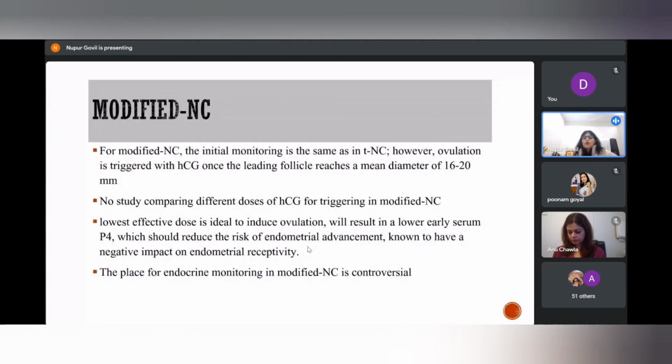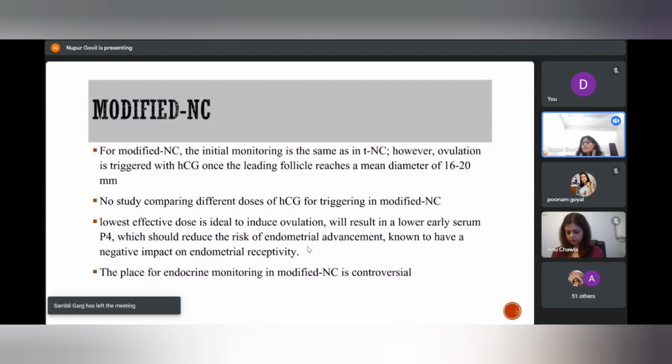Modified natural cycle is used to avoid cancellations and to correctly predict or plan our cycles or embryo transfer. We can pair it with an hCG trigger, and the evidence says the lowest effective dose should be used, as it will result in lower early serum progesterone, which should reduce the risk of endometrial advancement, known to have a negative impact on endometrial receptivity. So when we are using hCG for trigger, the lowest dose should be used, because the additional progesterone that is released can actually increase the risk of endometrial advancement.